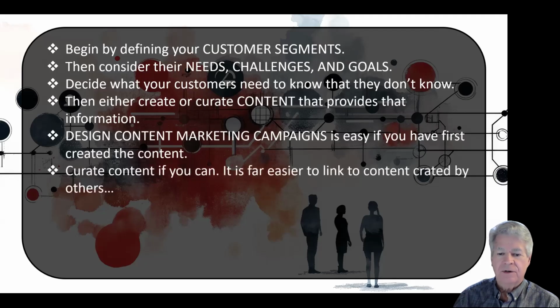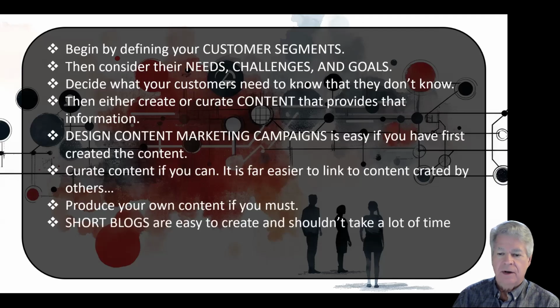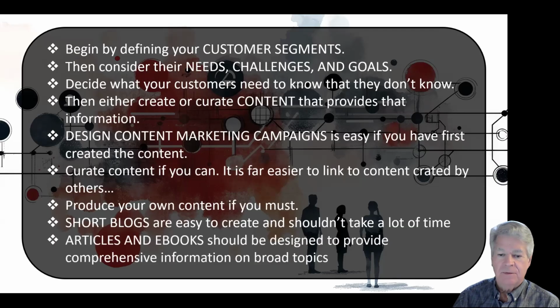It's far easier to link to content created by others. Just don't use content created by direct competitors. Produce your own content if you must, but keep it simple. Short blogs are easy to create and shouldn't take a lot of time. Articles and ebooks should be designed to provide comprehensive information on broad topics to ensure they have a long shelf life, which means you don't have to create them very often.